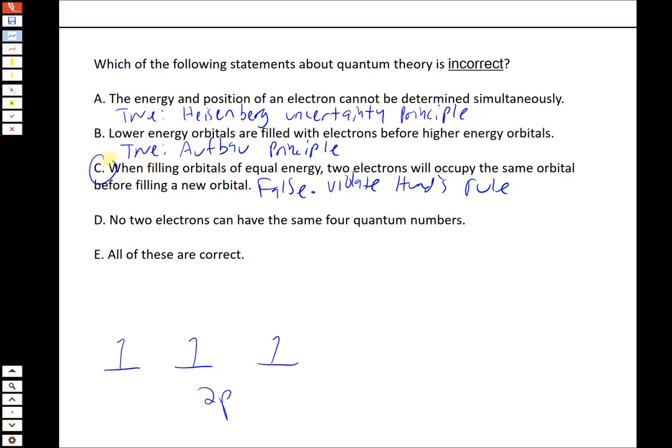Let's make sure that D is also correct. There should only be one incorrect statement here. No 2 electrons can have the same 4 quantum numbers. This is a true statement. This is what we call the Pauli exclusion principle.